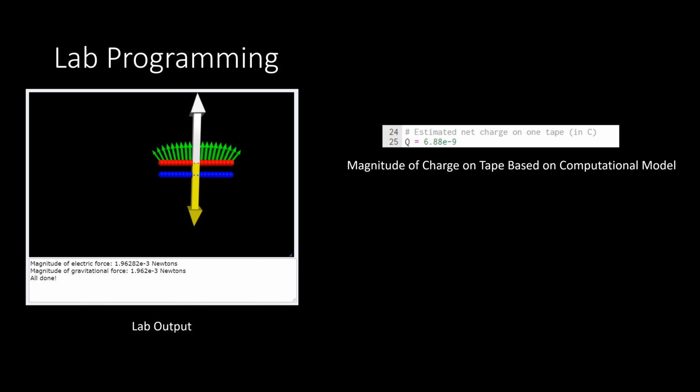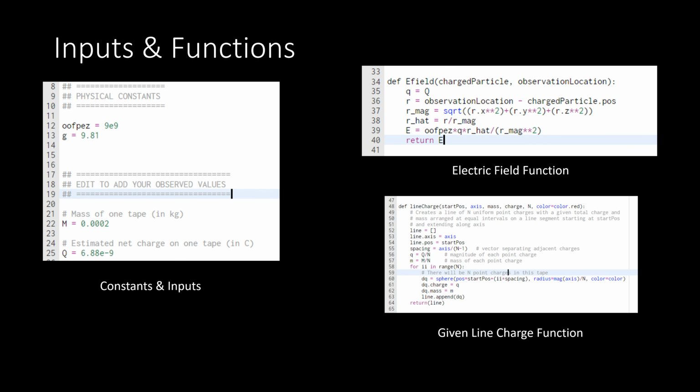I made this model under the assumption that each U-tape had about the same amount of charge evenly distributed along its length. To begin setting up my computational model, I began by inputting some constants and observed values including mass and estimated net charge on one tape. I then went ahead and copy-pasted my electric field function from Lab 0 and used the given line charge function to set things up.